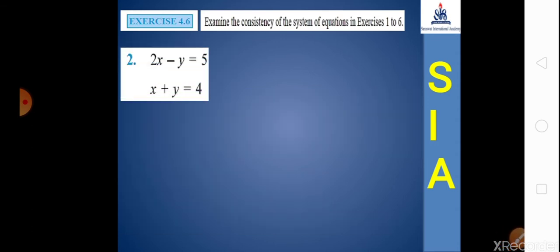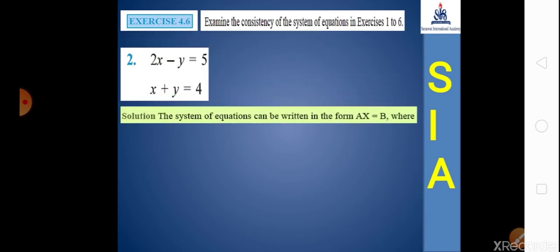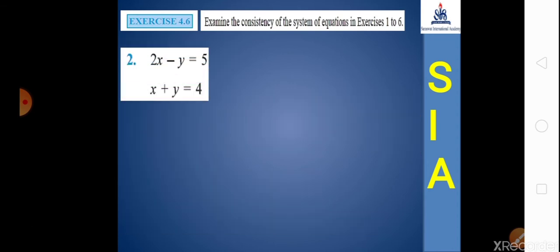Sorry, by mistake I just moved that. Wait, I will just go back. Yes, by mistake one equation is missing here, students. Don't worry, I will explain. After that I will go to the second question.